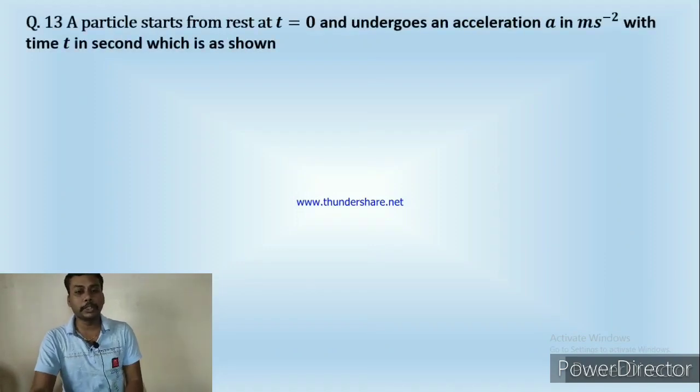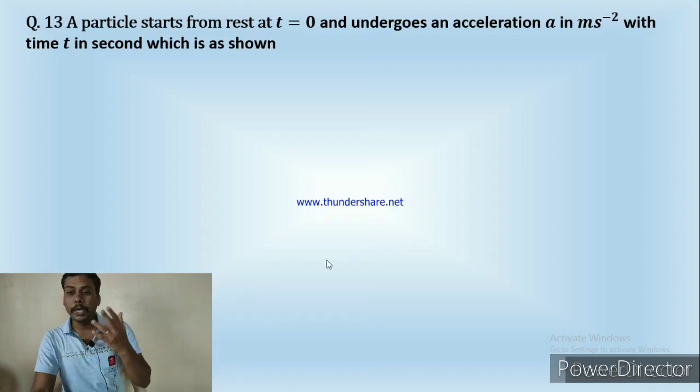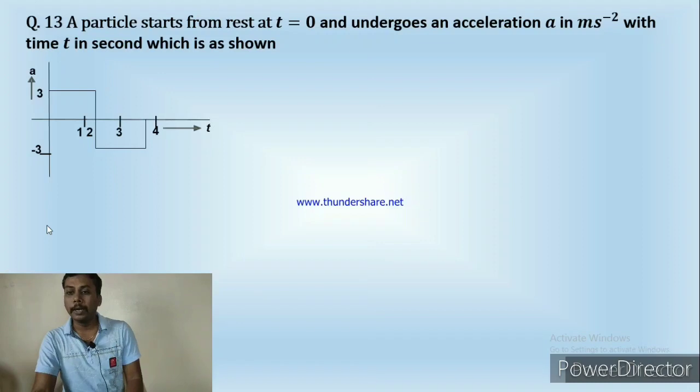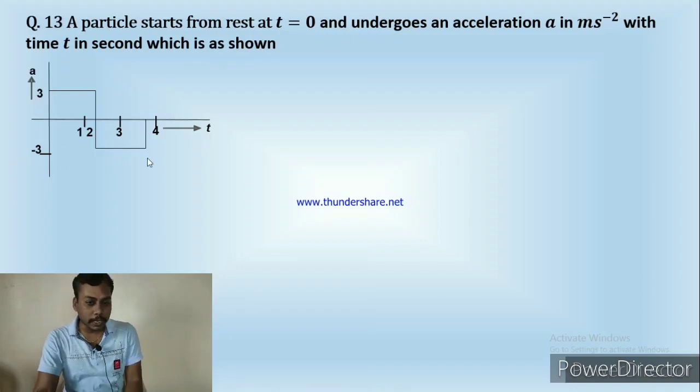Question 13, read the question again. A particle starts from rest at t equal to 0, means when the particle is at rest, time is 0, hence velocity is also 0, means the initial velocity is 0. Undergoes an acceleration a meter per second square with time t in second, which is shown here. Now here see, a is on the y axis, t is on the x axis. So here if we see, the acceleration is 3 here.